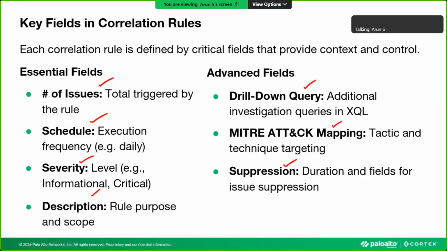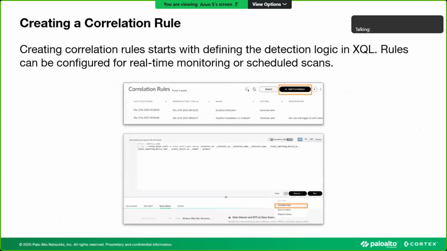Yeah, so correlation rules, create a correlation rule. Creating correlation rules starts with defining the detection logic in SQL. So you need to define it in an SQL query, what you want to detect. And rules can be configured for real-time monitoring, or you can schedule the scans. So go and click on add correlation and you can create the rule.